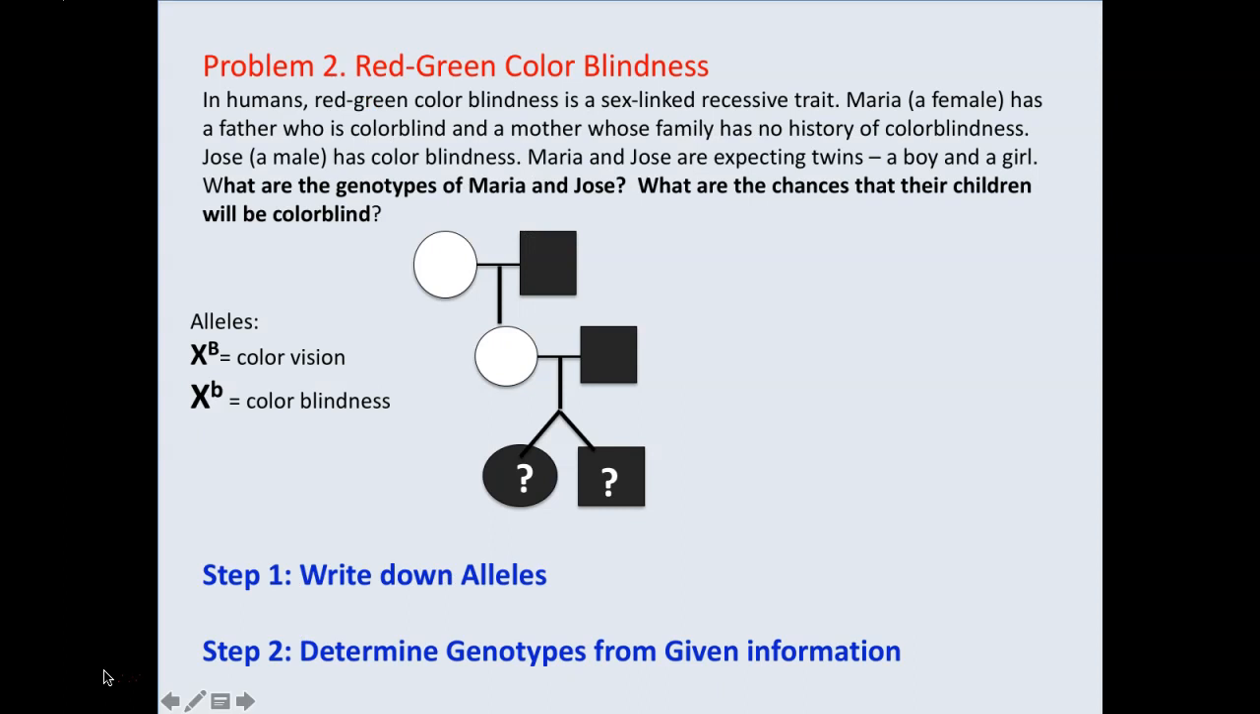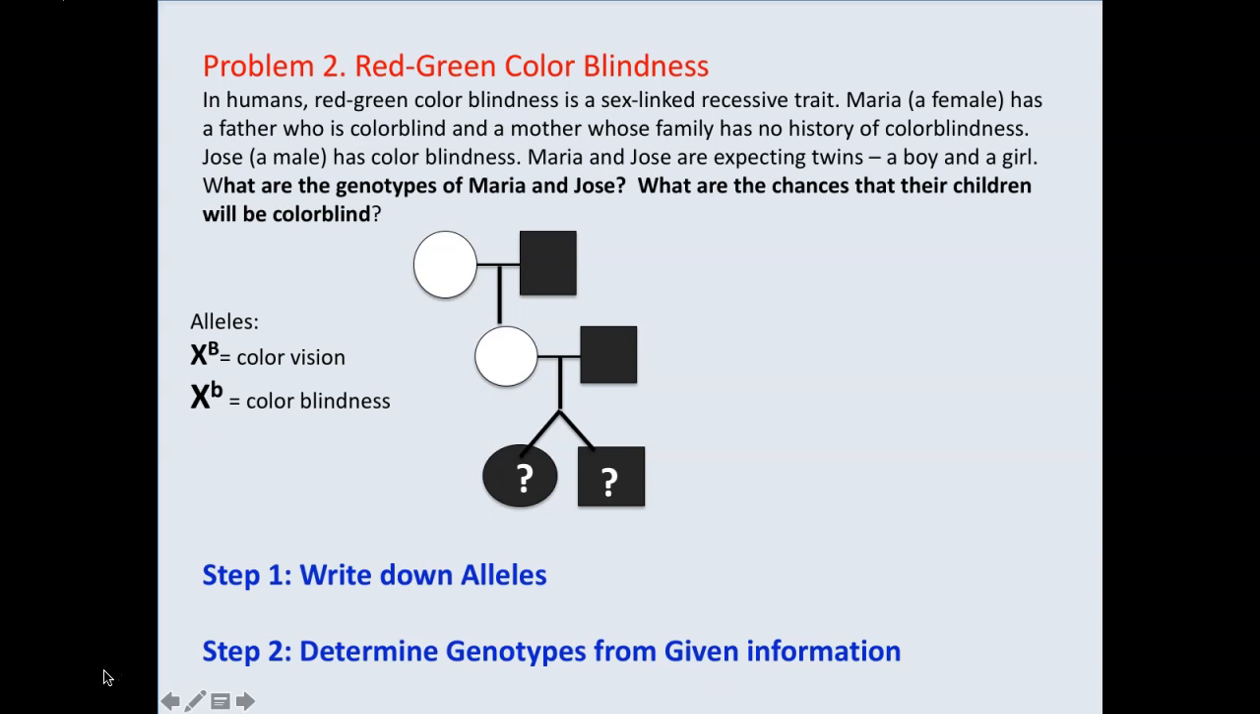Okay, the second problem we're going to do is on red-green color blindness. And again, this is an X-linked recessive trait. The problem is Maria has a father who is colorblind and a mother who does not have any history of color blindness. And Maria marries Jose, who is colorblind, and they're now expecting twin boy and girl. So you need to figure out the genotype of Maria and Jose, and then the probability that their children will be colorblind.